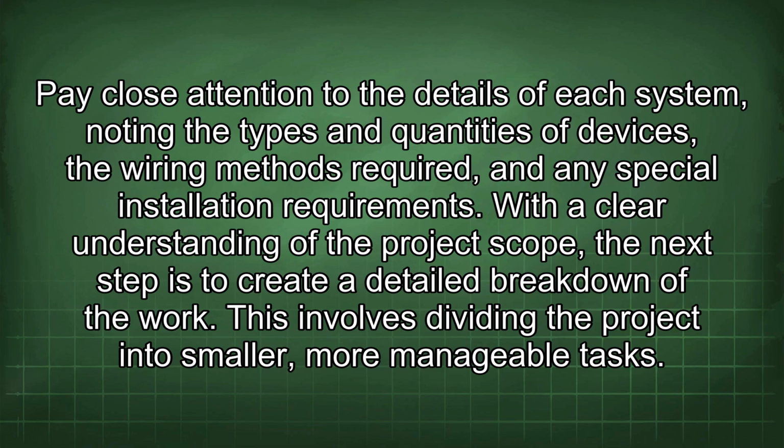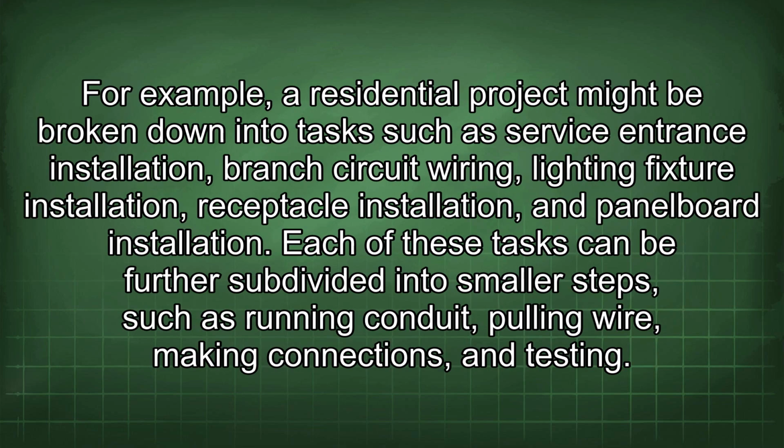With a clear understanding of the project scope, the next step is to create a detailed breakdown of the work. This involves dividing the project into smaller, more manageable tasks. For example, a residential project might be broken down into tasks such as service entrance installation, branch circuit wiring, lighting fixture installation, receptacle installation, and panel board installation.